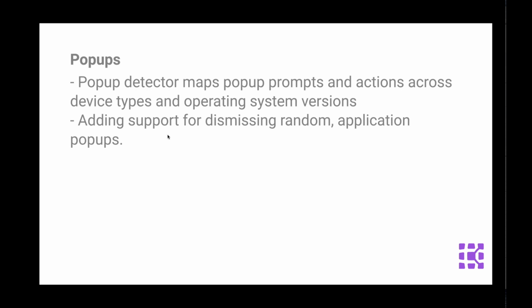And then we are adding support for probably the other cause we've seen, which is random application pop-ups. This is things like, would you like to rate the Vroom app, or maybe it's some sort of advertisement or promotion that's appearing. So you can automatically dismiss those so they don't cause your automation scripts to fail.